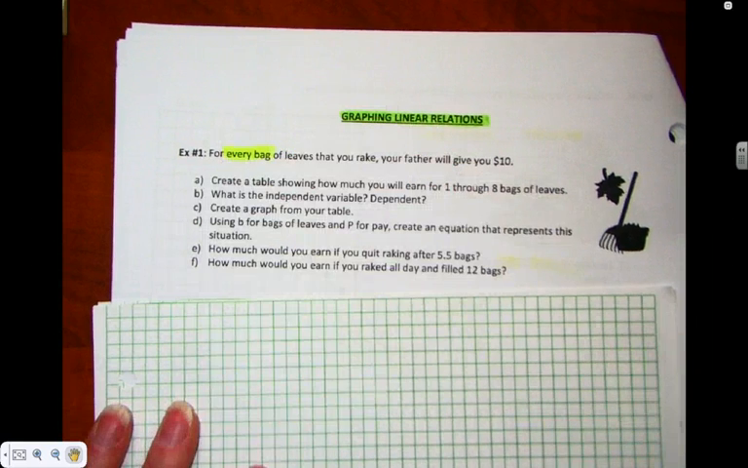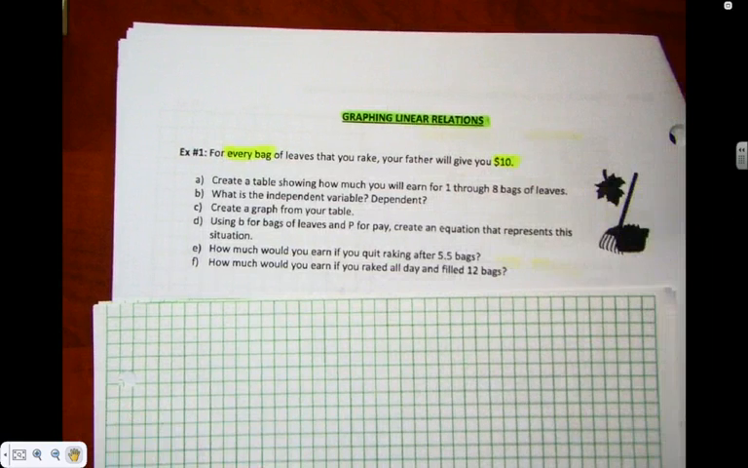Every bag, $10. In the grand scheme, do we care that it's leaves? No, you could be bagging dog poo, you could be bagging grass.